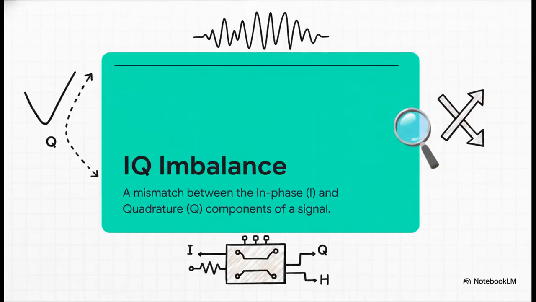Our next troublemaker is called IQ imbalance. Now, to squeeze more data into a signal, modern radios do something really clever. They build the signal from two separate parts, the I and Q components. You can think of them like two waves that have to be perfectly synchronized and balanced. But, of course, in real-world hardware, that perfection is almost impossible. One part might be a little bit stronger or a little bit delayed, and that creates an imbalance.